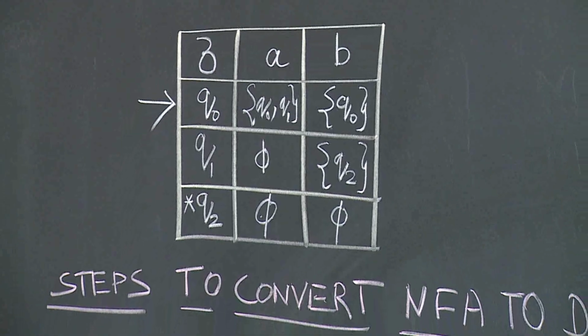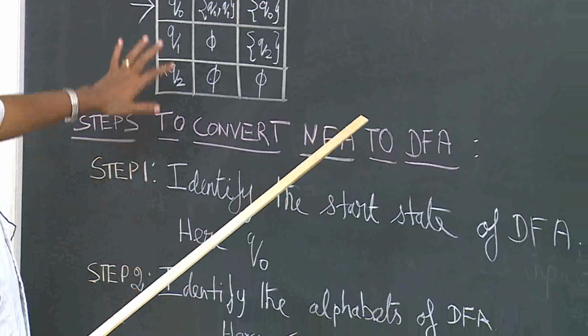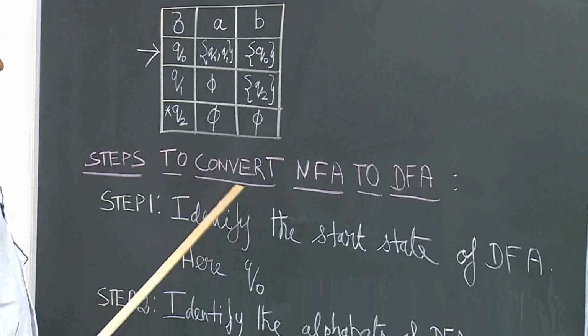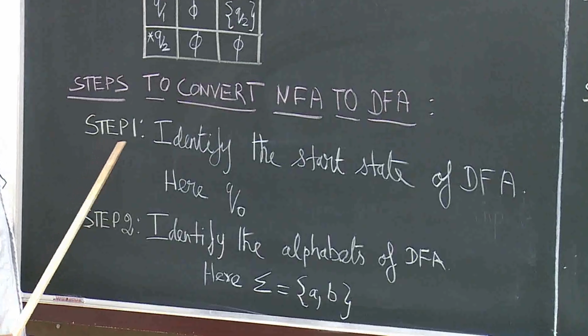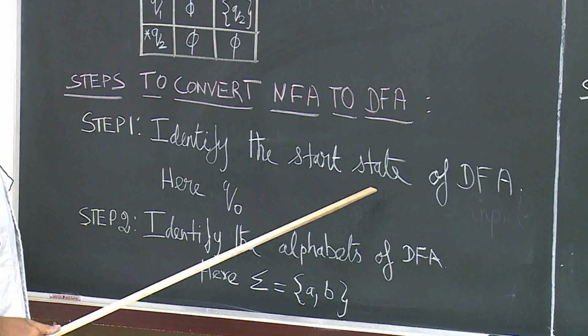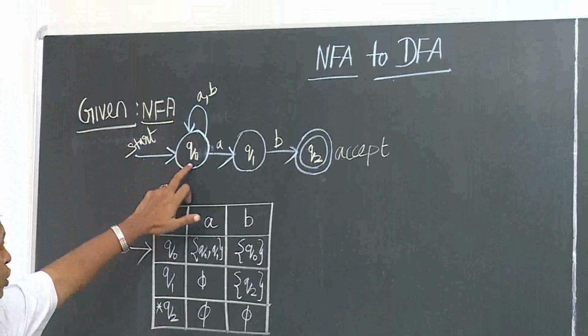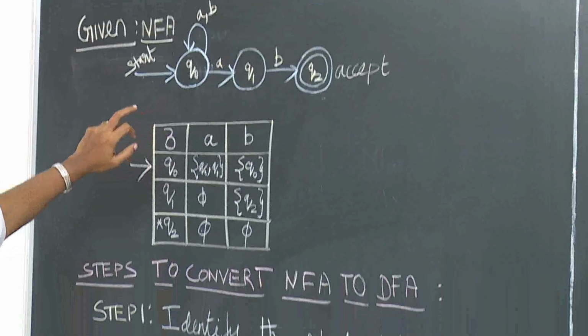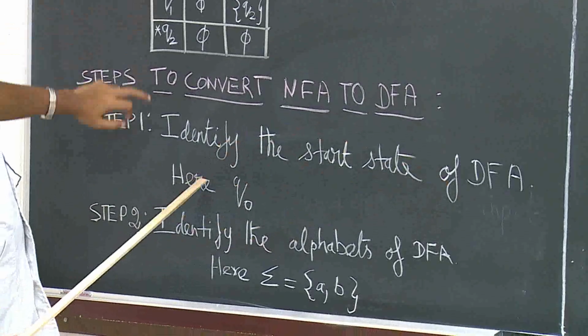Okay, now we can see the steps required to convert from the NFA to DFA. This is the given NFA. We can see the steps for conversion from NFA to DFA. First, step 1, we have to identify the start state of the DFA. As the start state of the NFA is Q0, we are going to keep the same for the DFA. So the start state of the DFA is Q0.